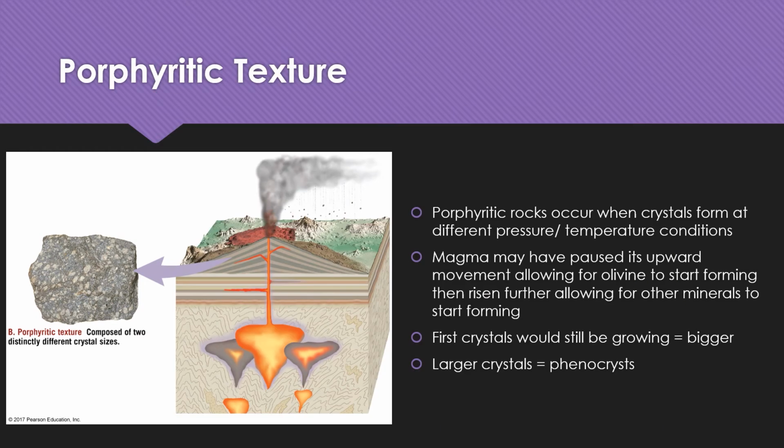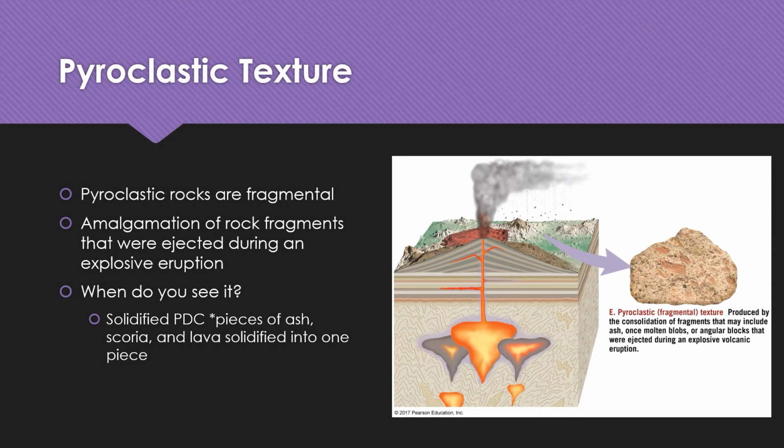So the pyroclastic texture is very interesting. Pyroclastic rocks are what we call fragmental, meaning that it's a whole bunch of rock fragments that were ejected during an explosive eruption. And they're kind of glued together, which is what we see right here. So we have this shard of rock, another shard of rock, and we see this in solidified pyroclastic density currents.